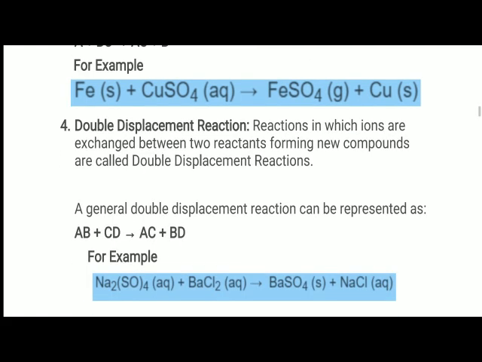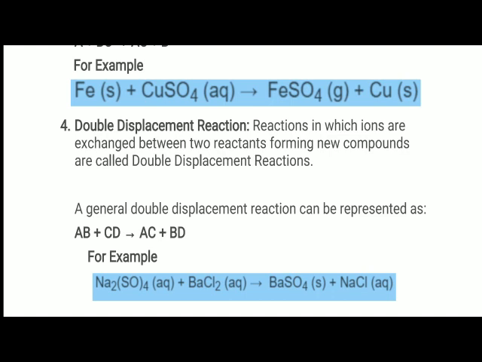You can understand more from this general formula: AB plus CD gives AC plus BD. You can see the ions are exchanged, means A is now combined with C and B with D. Understood? So this is a double displacement reaction. You can understand more from the textbook, from activity 1.10.